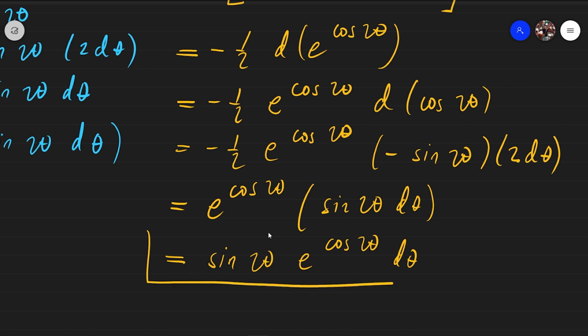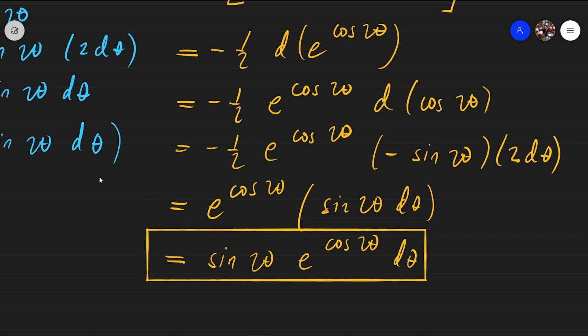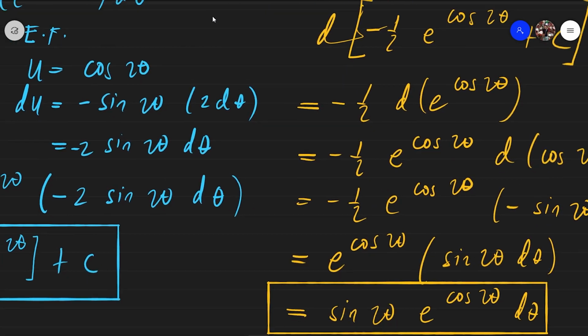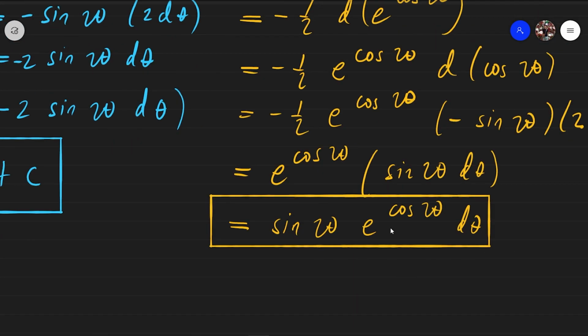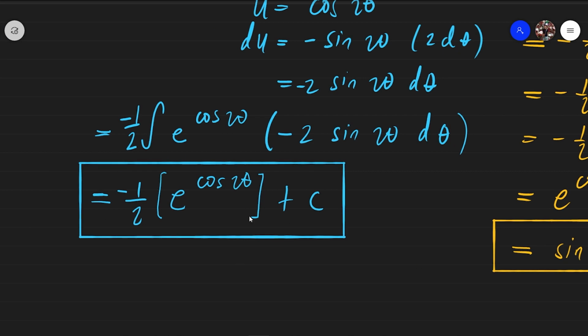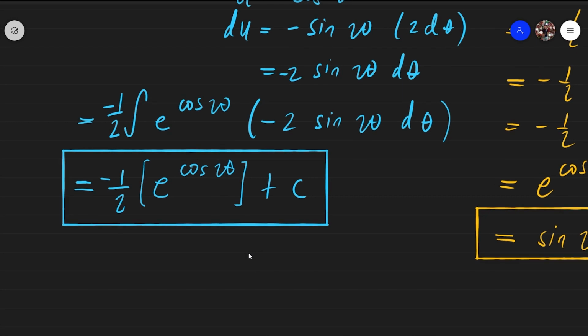Now, obviously, this result is exactly the same as the original given function, the integral of sine 2 theta e raised to cosine 2 theta d theta. It's exactly equal to this one. So therefore, this answer right here is indeed correct. So that's how we solve integral functions involving exponential functions.